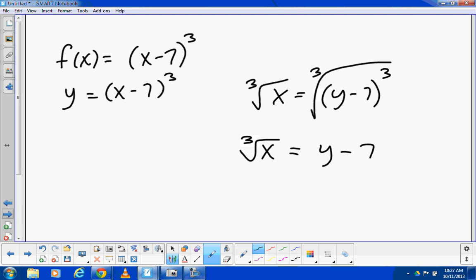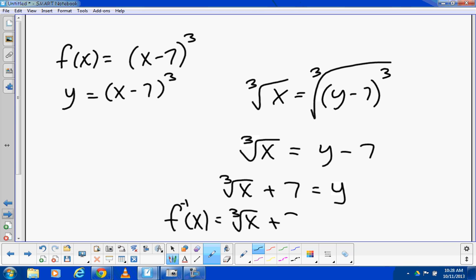Right, yeah, just add the 7 over. Okay? And cube root of x plus 7. All right, now let's write it in our fancy notation. So f inverse here is cube root of x plus 7.